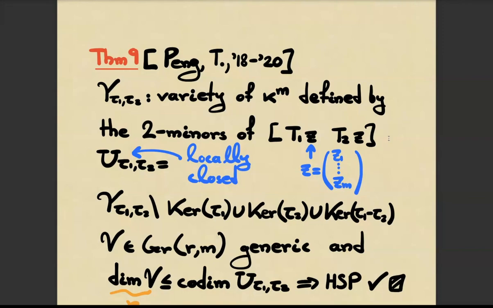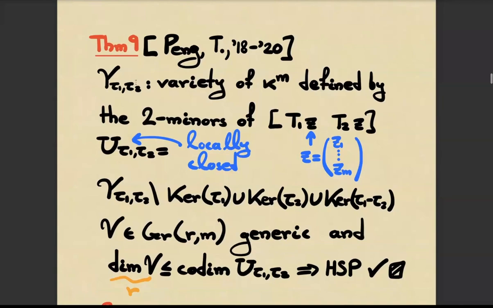And then the variety is defined like this. We take all the 2 by 2 minors of this matrix, and the variety is the set of common solutions to these minors. In other words, it's the set of all points in K to the M, such that if I substitute the point here in the variables, the two vectors become linearly dependent, because this is exactly when the minors vanish.